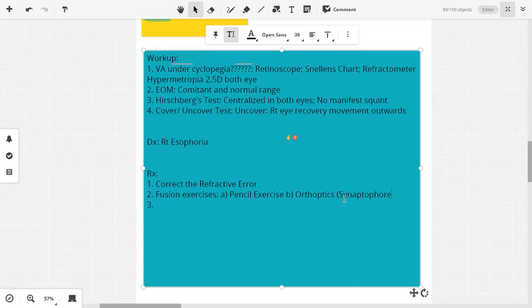So this is still a gray area for me. I'm not sure whether training on the synaptophore is called orthoptics, and maybe fusion exercises are also called that. I'm joking a little, sorry.